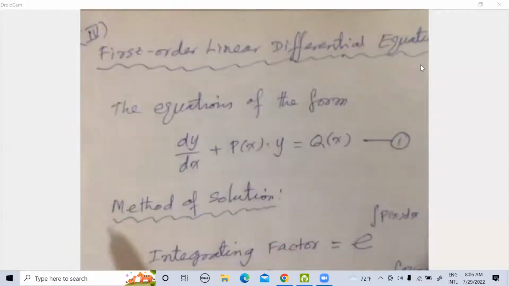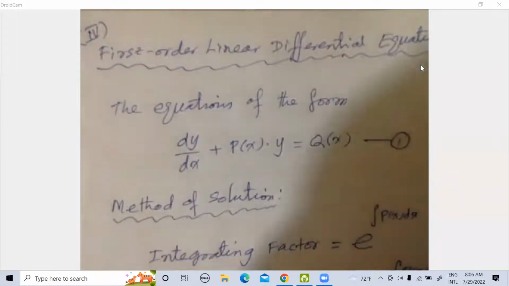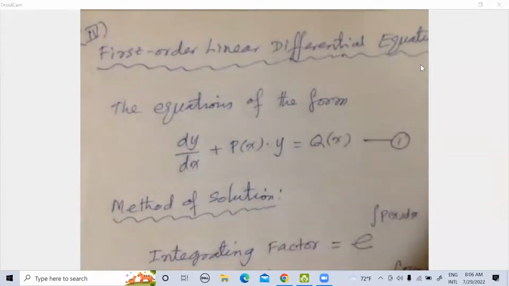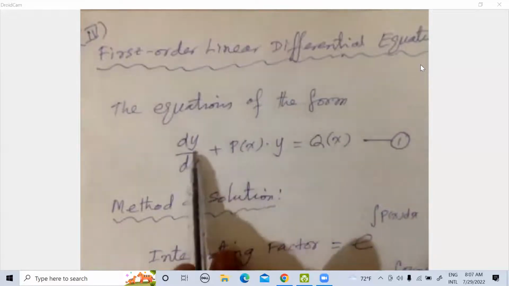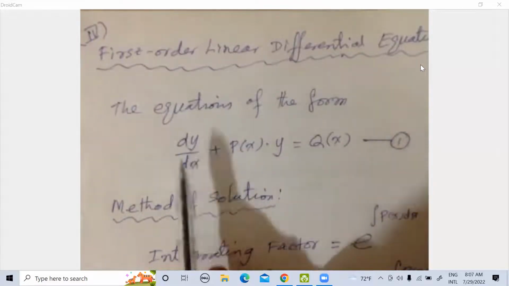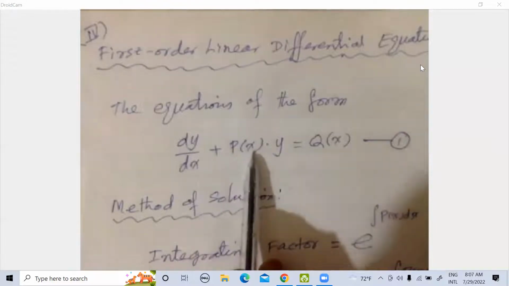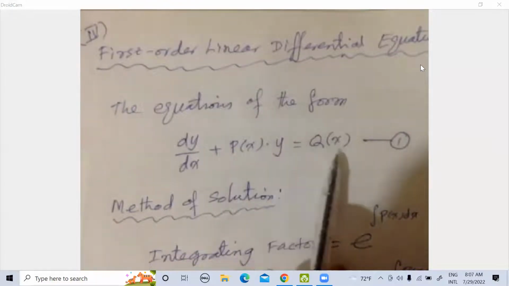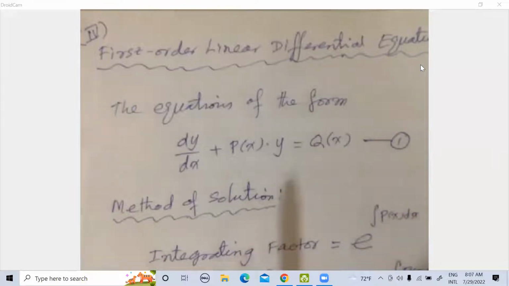Separable equations, then f of ax plus by plus c type, dy over dx equals, and then we did the homogeneous equations. And now the first order linear differential equation, fourth type. The derivative, y dash or dy over dx, plus a function of x times y equals a function of x. How do you solve such equations?